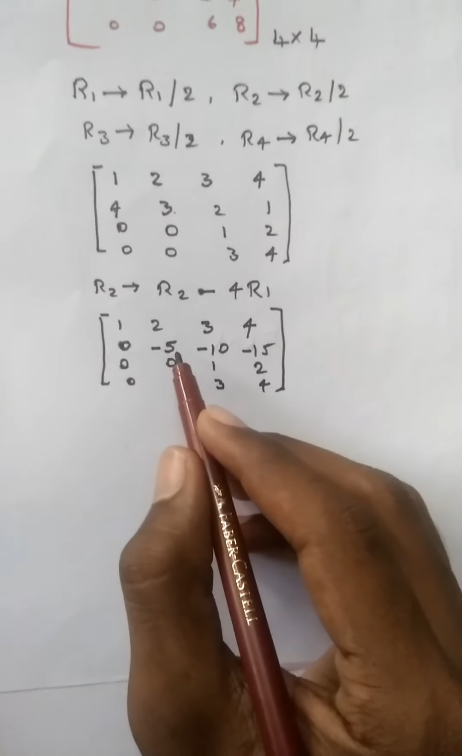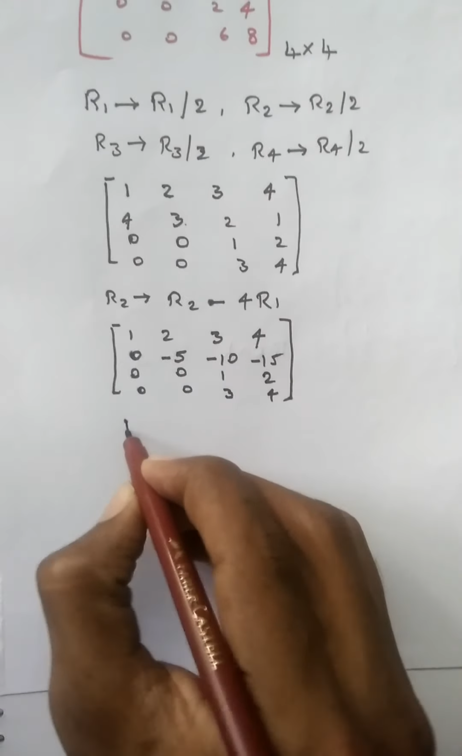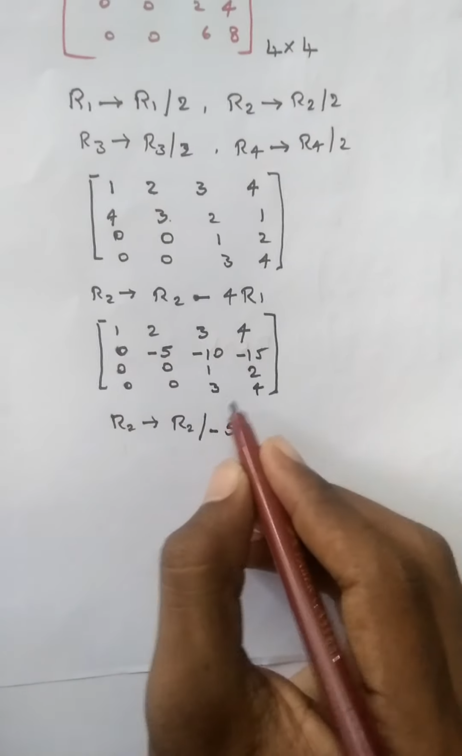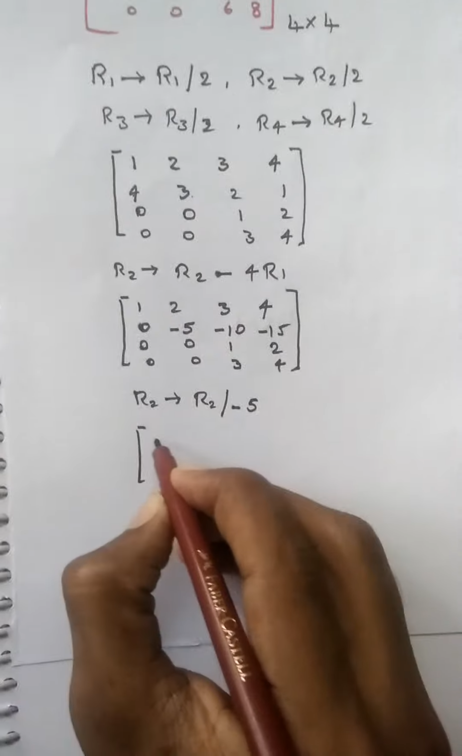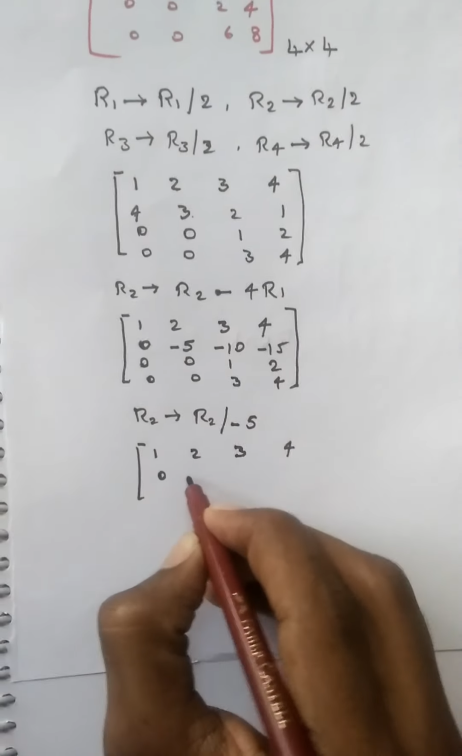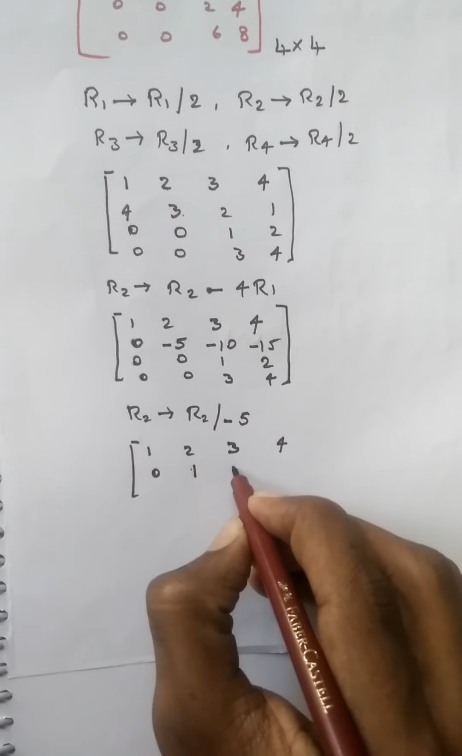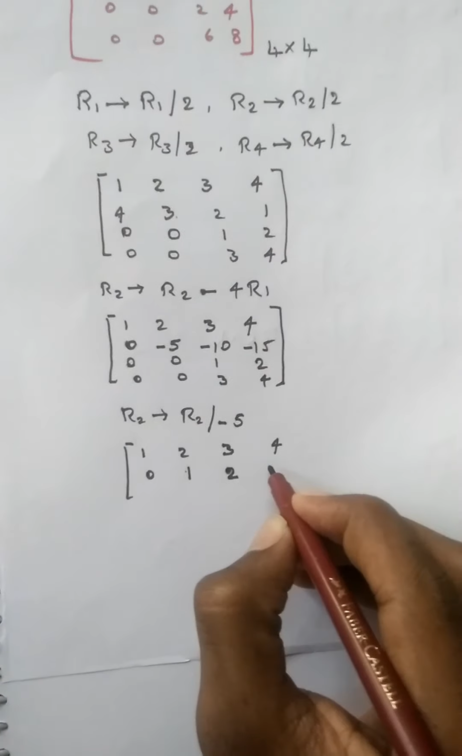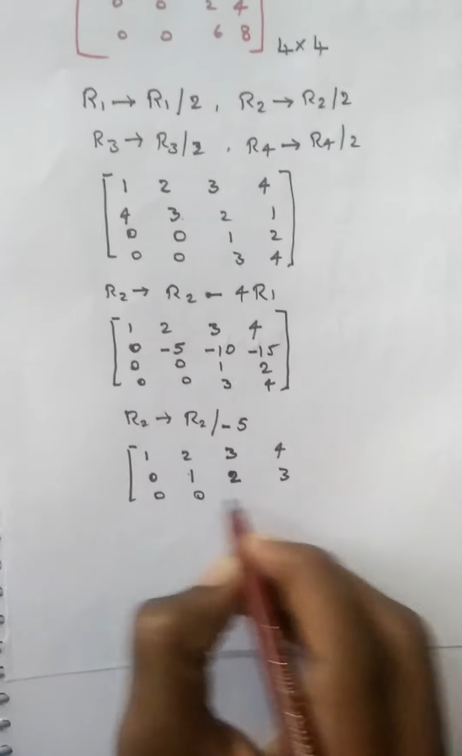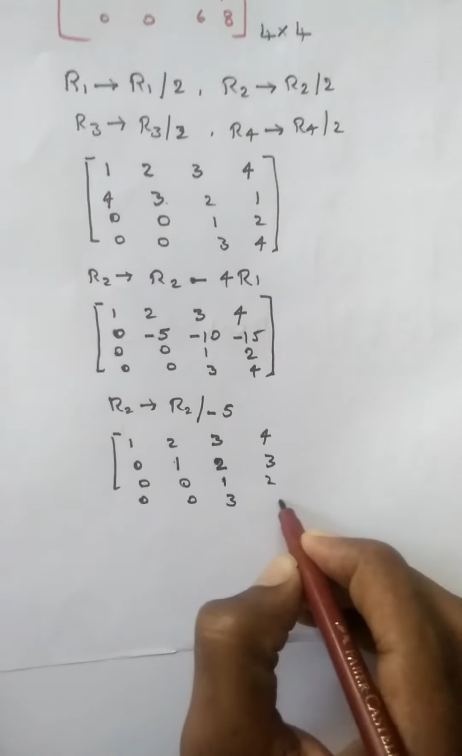Here R2 divided by minus 5, the minus is cancelled, so R2 becomes R2 divided by minus 5. So 1 2 3 4, then 0, minus 5 by minus 5 is plus 1, minus 10 by minus 5 is plus 2, minus 15 by minus 5 is plus 3, then 0 0 1 2 and 0 0 3 4.